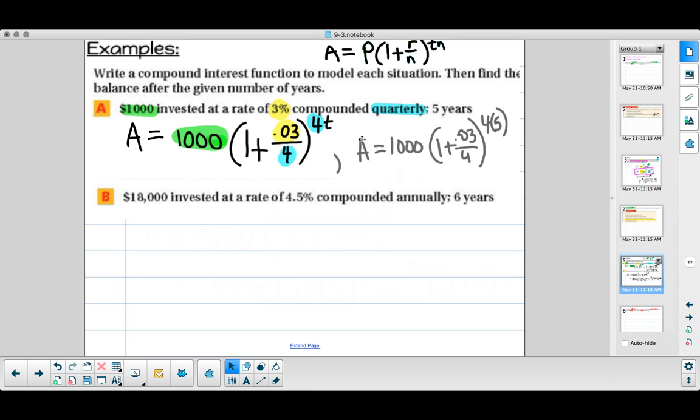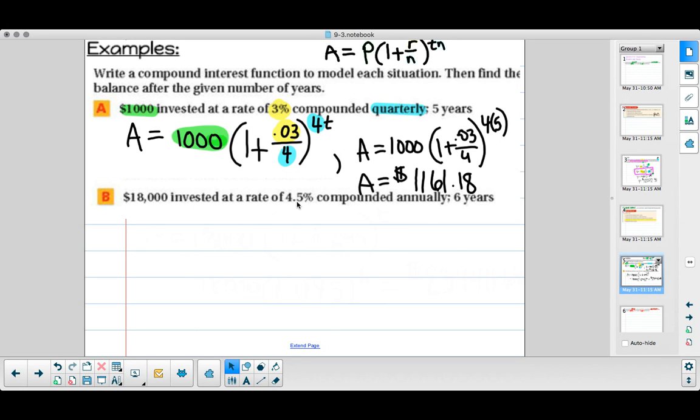And now we're going to evaluate it when t is equal to 5 years. So again, you follow your order of operations. All we've done here is just change the t to be equal to 5. And then when you work this out, you can always use a calculator. You're rounding to the nearest hundredth, which is the nearest penny. If you didn't have a calculator, you'd have to do this division first and then add the 1 to it, then raise that number to the 20th power in this case, because 4 times 5 is 20, and then multiply by 1,000. And the answer is $1,161.18.